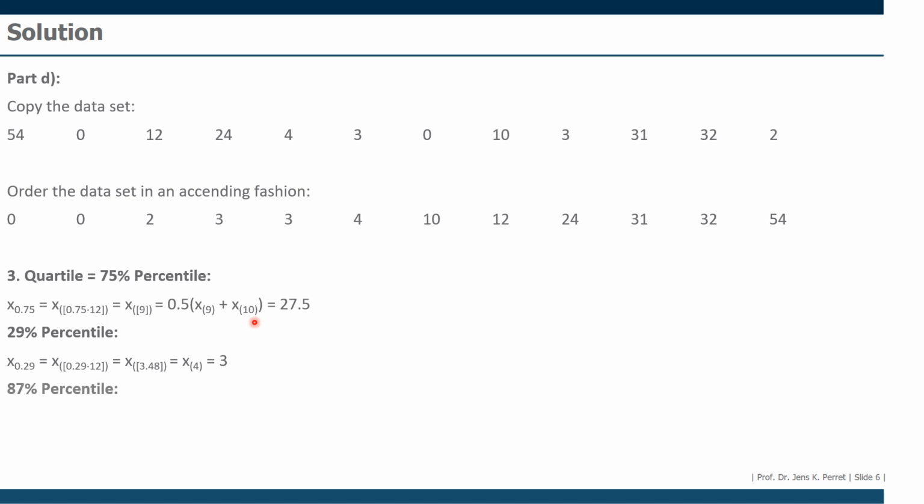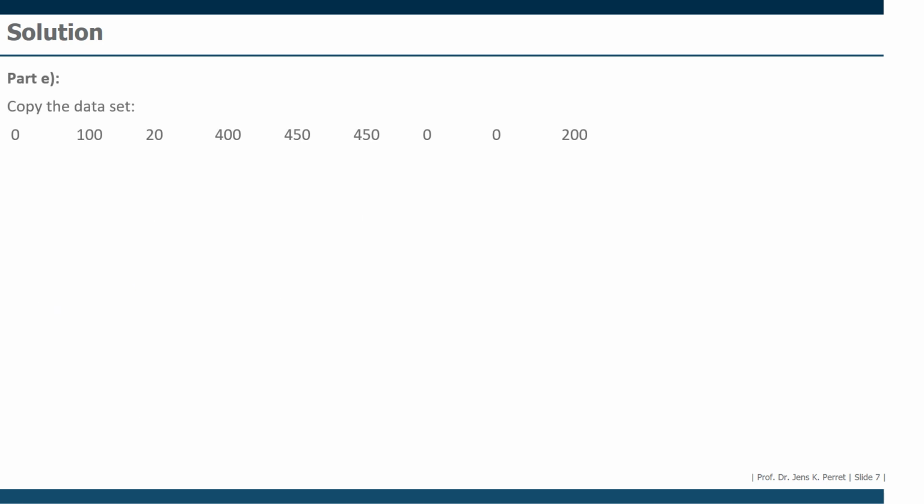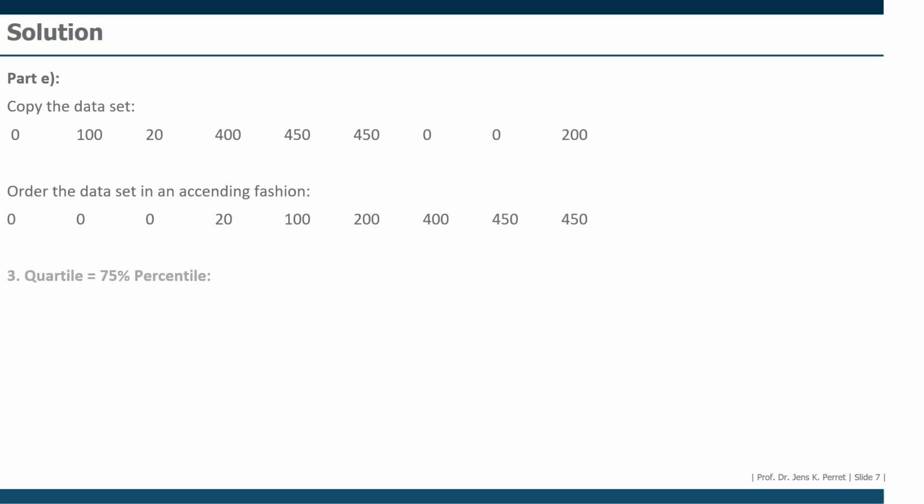Well, the final part of D is the 87% percentile. So we go with 0.87 times 12, giving us 10.44. Rounded up, it's 11. We're going to use observation 11, which is 32. Then directly continue with the fifth part of this exercise, part E, which here is the following data set, and looks like this in an ordered fashion.